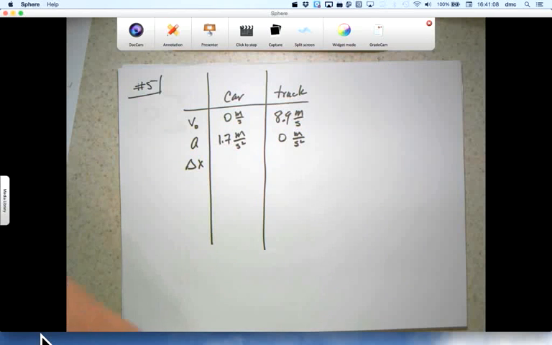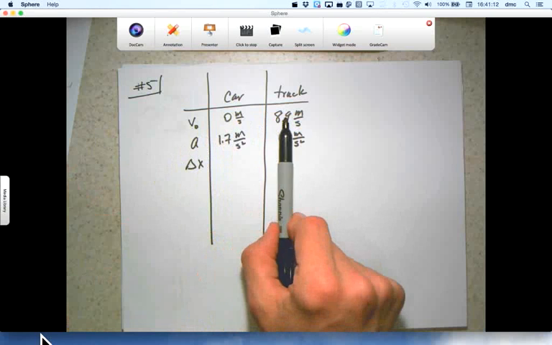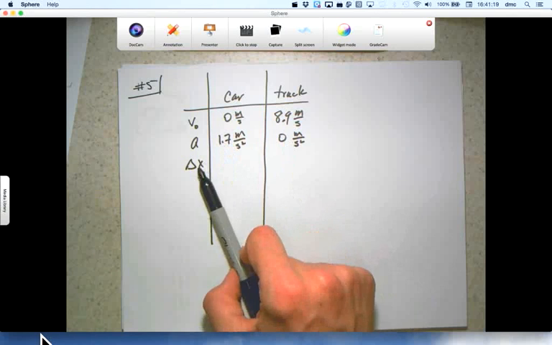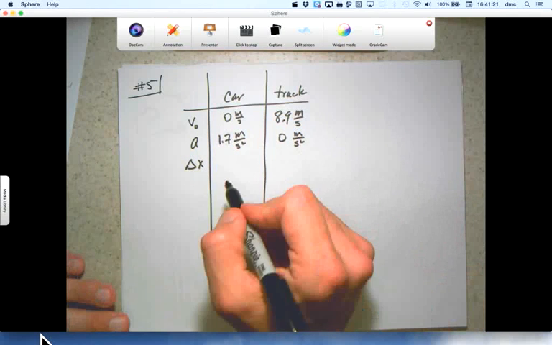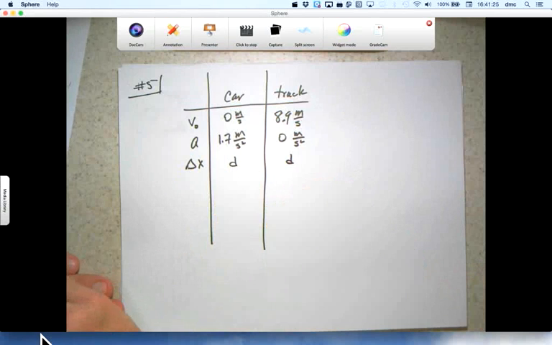So we know the initial velocity of the car is 0 and the truck is 8.9. The acceleration for the car is 1.7 meters per second squared and the truck is 0. And the displacement is the same for both. So if I just call them both d, the question is, what is that displacement and when they're equal?